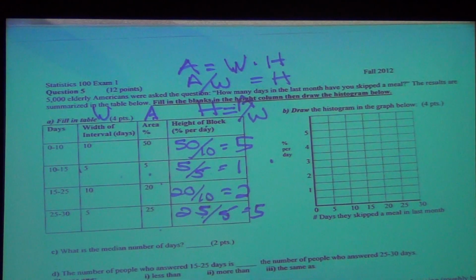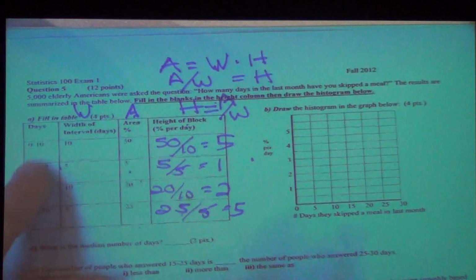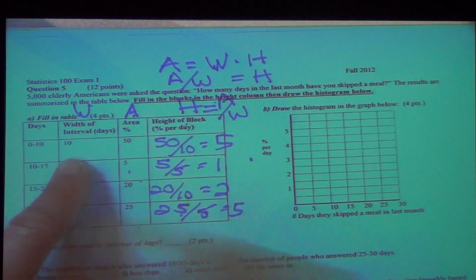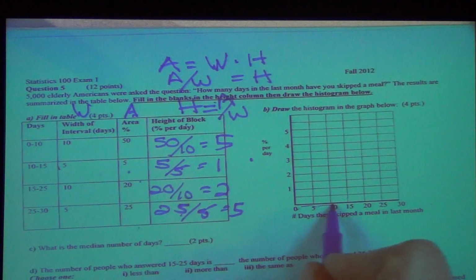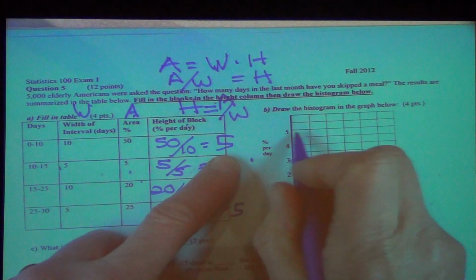Now we're ready to draw it. And let's make sure it makes sense. All right, so how do we draw this histogram? This tells you 0 to 10. We're going from here, this block, and we're making it 5 high.